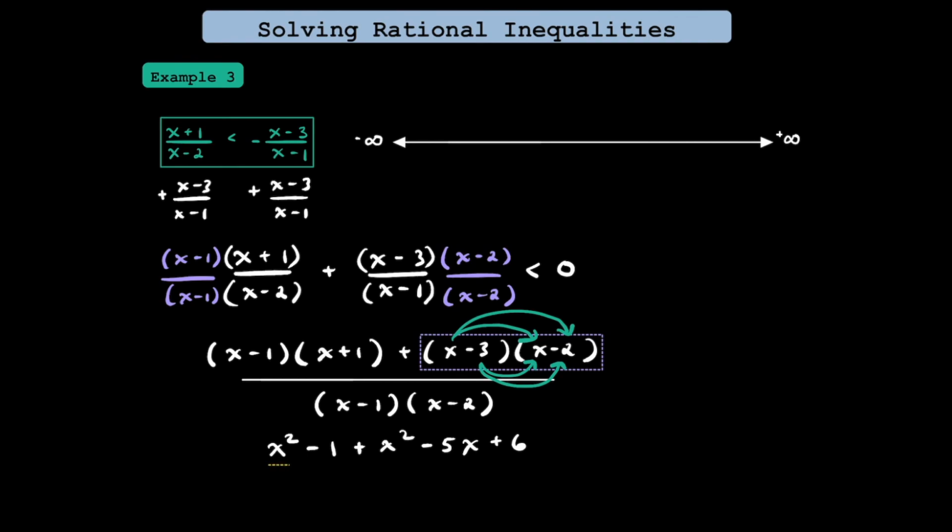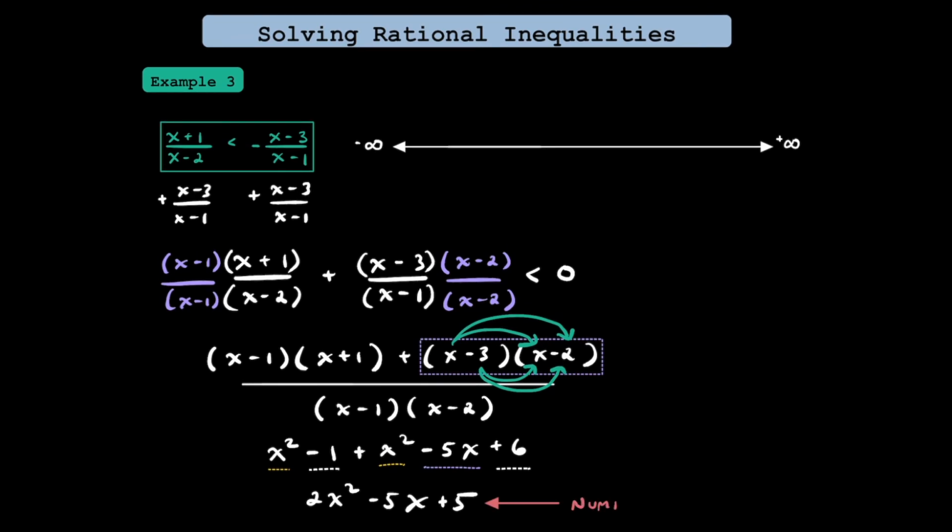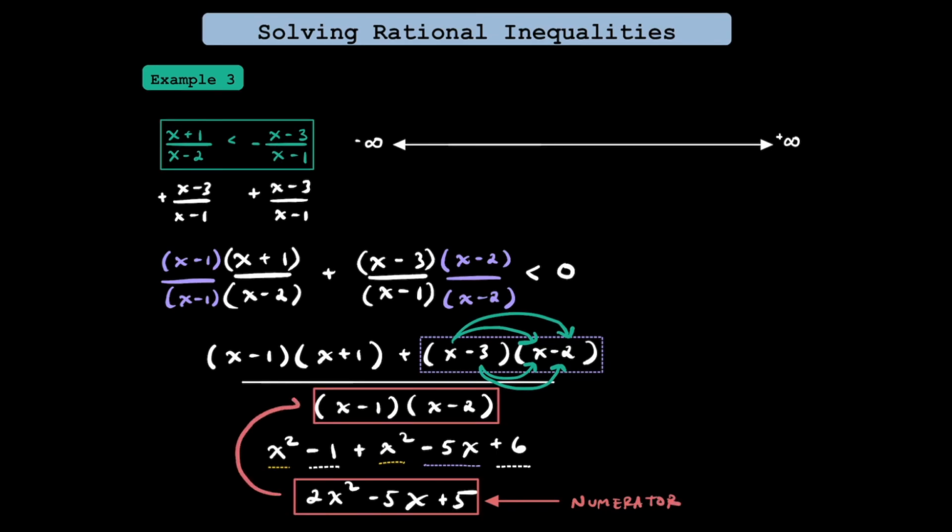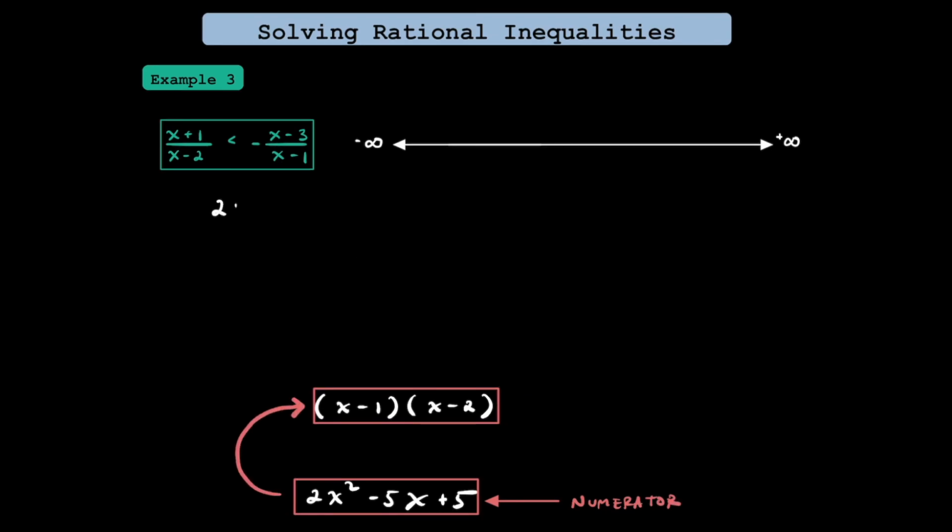Combining like terms, this x squared and x squared are going to make 2x squared. This negative 5x here is just going to be negative 5x. And this negative 1 and positive 6 are going to just combine to make positive 5. After all that work, this represents our numerator. We're going to write this new numerator over our common denominator. Copying this over, we have 2x squared minus 5x plus 5 all over (x - 1)(x - 2). This whole thing is less than 0.